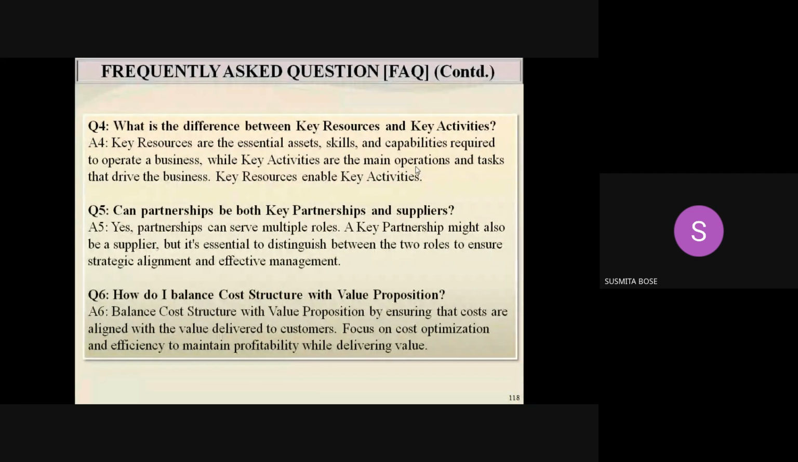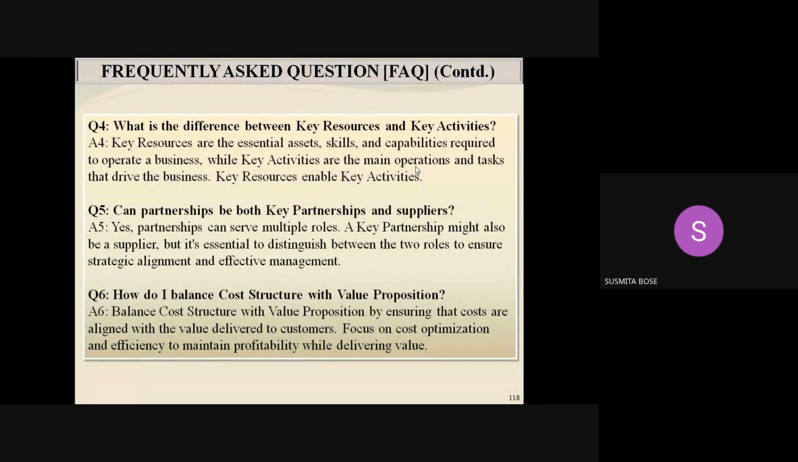What is the difference between key resources and key activities? Key resources are the essential assets, skills, and capabilities required to operate a business, while key activities are the main operations, the processes, and the tasks that drive the business, like the manufacturing process. Key resources enable key activities. Key activities are done with the help of key resources.